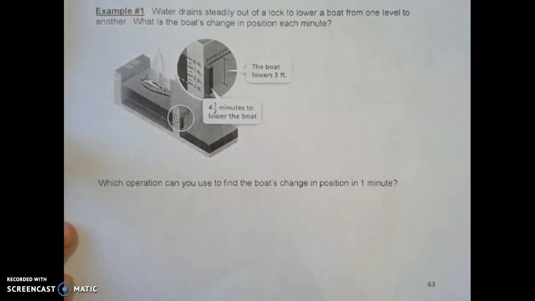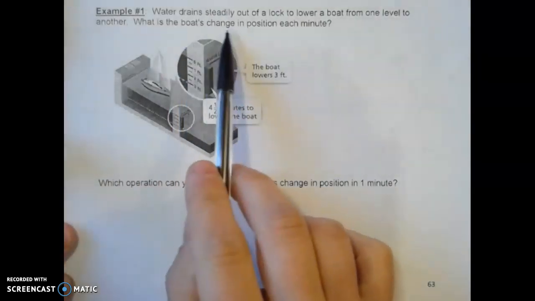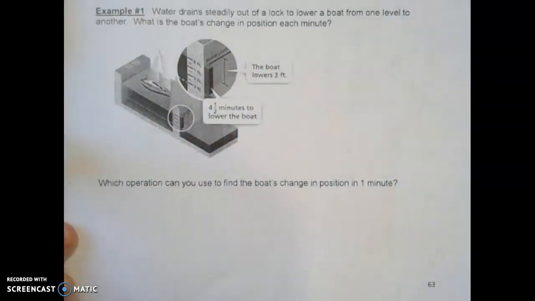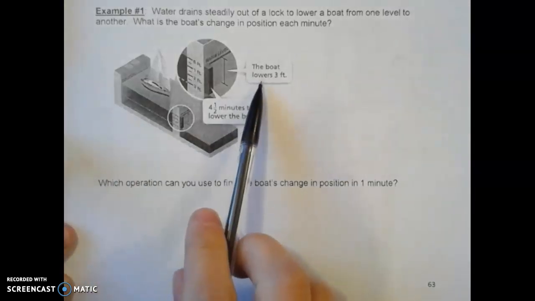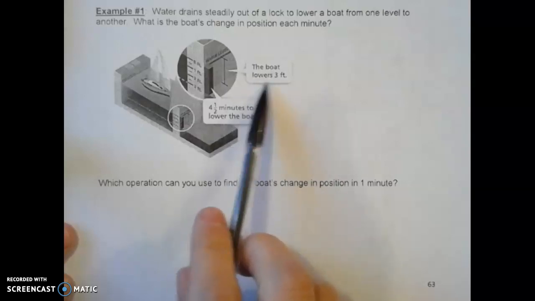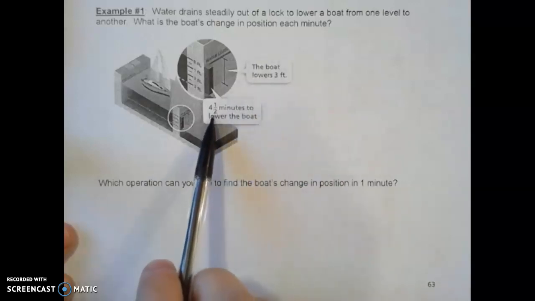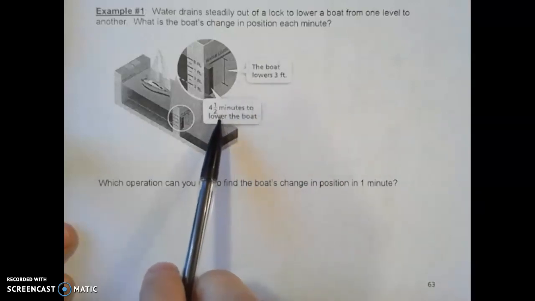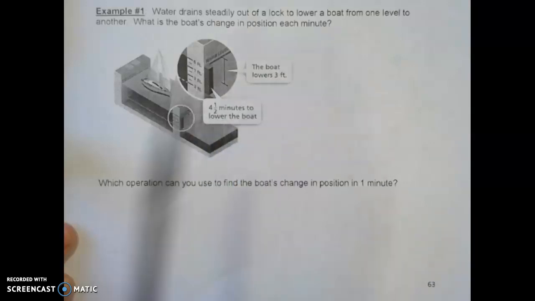Today we're going to have more practice solving word problems that involve rational numbers. And in our first example, we're told that water drains steadily out of a lock to lower a boat from one level to another. What is the boat's change in position each minute? That's what we want to know, the change in position each minute. And by looking at the picture, I can see that the boat lowers 3 feet, and it does that in 4.5 minutes. All right, it takes 4.5 minutes to lower the boat 3 feet.